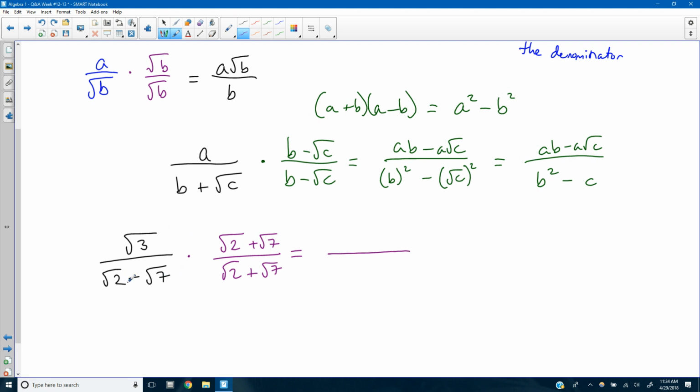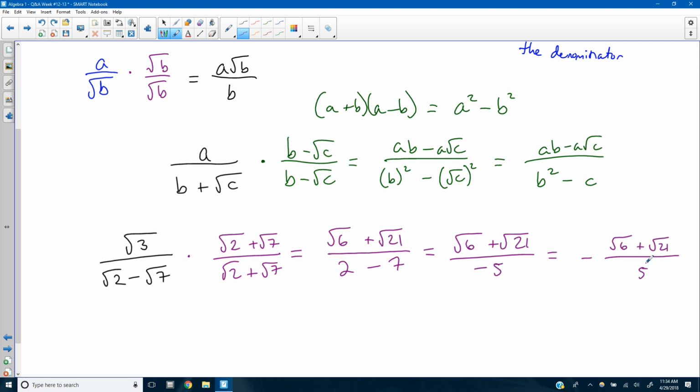So on the bottom, what happens is I get root 2 squared minus root 7 squared, that's 2 minus 7. On top, root 3 times root 2 is root 6. Root 3 times root 7 is root 21. And neither of these can simplify, so those will stay as that. So I have root 6 plus root 21 over negative 5. And this could be your answer. They might put a negative out in front like this instead. Something like that. And I know that this looks weird, but I've rationalized it.